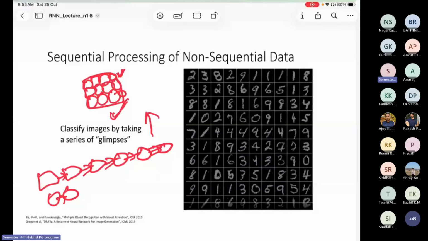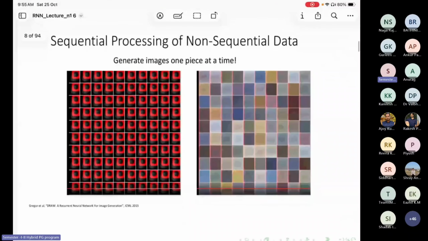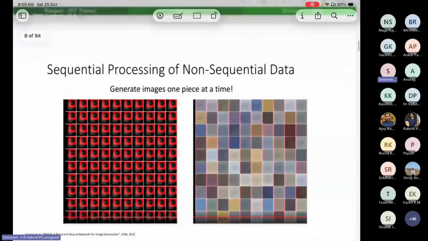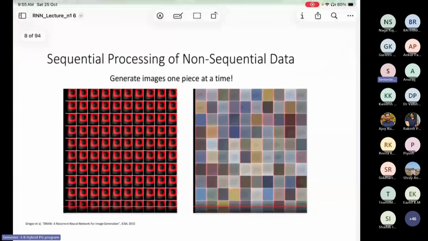But let me just tell you, this is not a very suitable network for solving image classification, because you have a lot of very good architectures for solving it. But again, they have tried it and they got good, promising results. Then they have also used this for a generative task. And this paper came in ICML 2015, DRAW: a recurrent neural network for image generation.